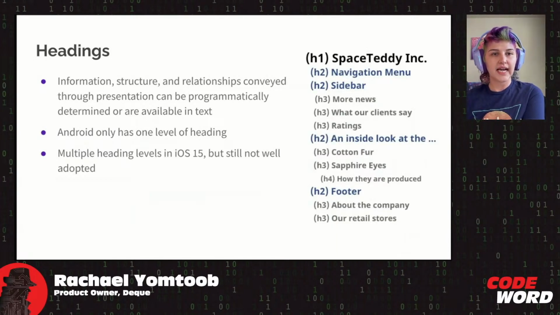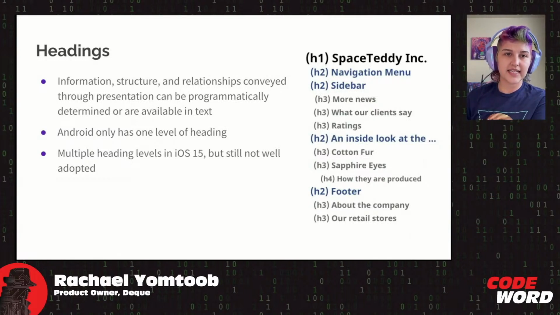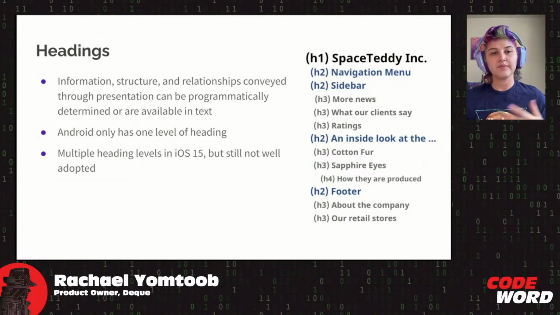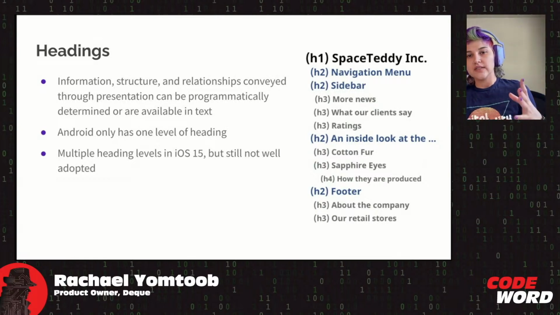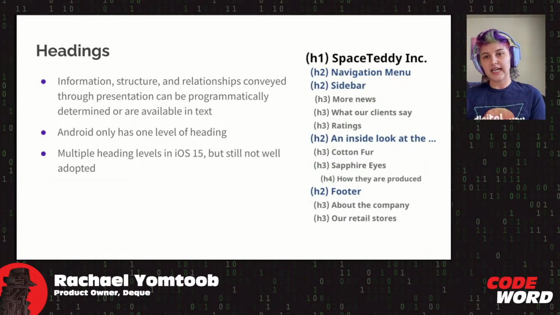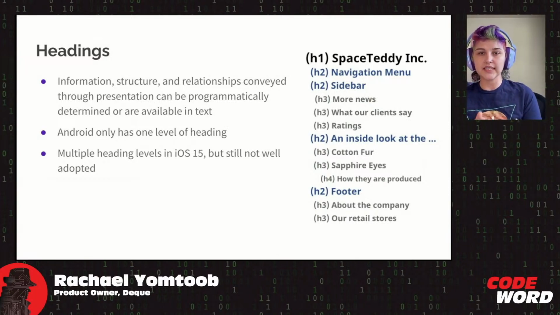So next we have headings. And so WCAG describes headings as information, structure, and relationships conveyed through presentation can be programmatically determined or available in text. So what that really ends up boiling down to is on mobile devices, headings allow assistive technology users to navigate the apps more quickly or navigate the content more quickly. Same can happen on the web as well.